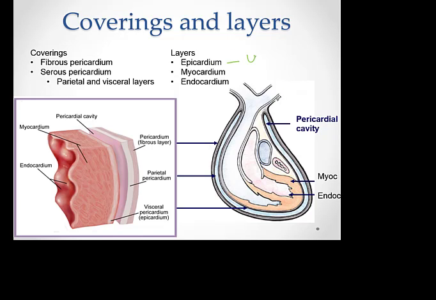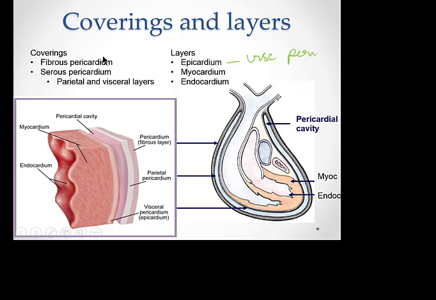So this epicardium is nothing but visceral pericardium. Okay, so the epicardium or visceral layer forms the outermost layer of the heart itself. The middle layer is made up of cardiac muscle, so it's called myocardium, myo going for muscle. And then the innermost layer of the heart is endocardium. So these are the layers of the heart. These are the coverings of the heart.